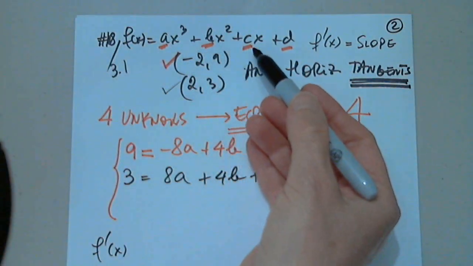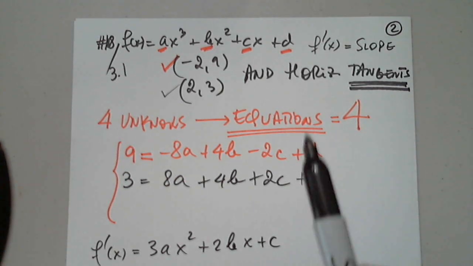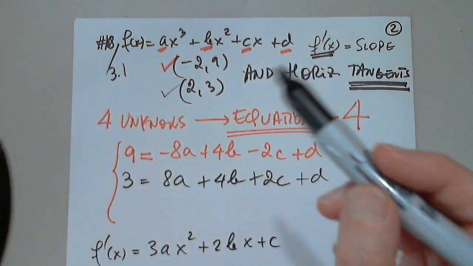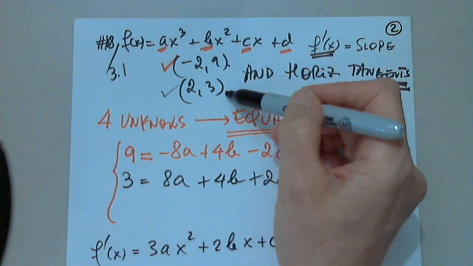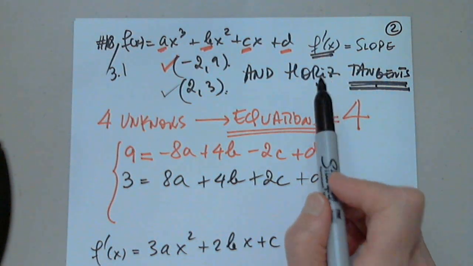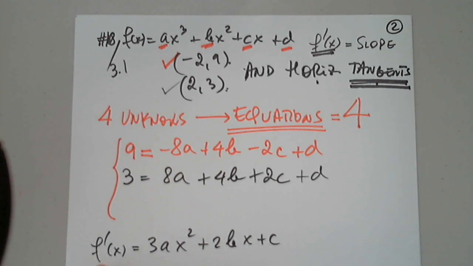Can anyone give us f prime of x for this function? 3ax squared. Awesome. Bx plus c. Excellent. So we determined this. Now we are told that at these 2 points, the tangent is horizontal. What does that mean? I mean, this is the slope of the tangent.